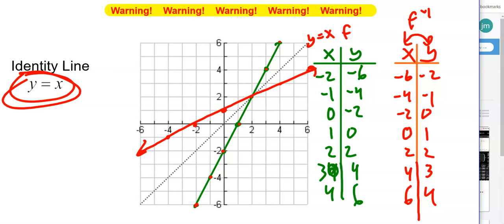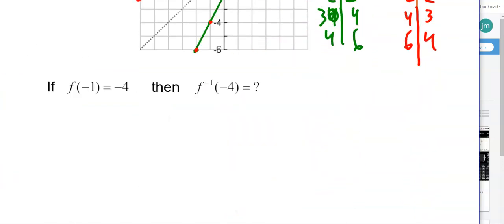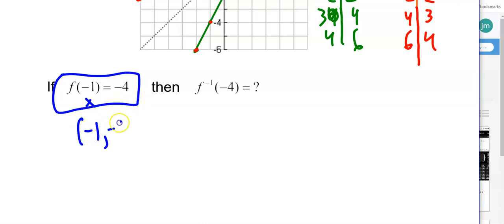And there's one kind of trick question here. I just want you to see it. I think it's kind of an interesting one. So let's say you're given this. By the way, you plug x into a function. The output is your y value or your f of x value. So this is actually the ordered pair -1, -4, if you think about it.